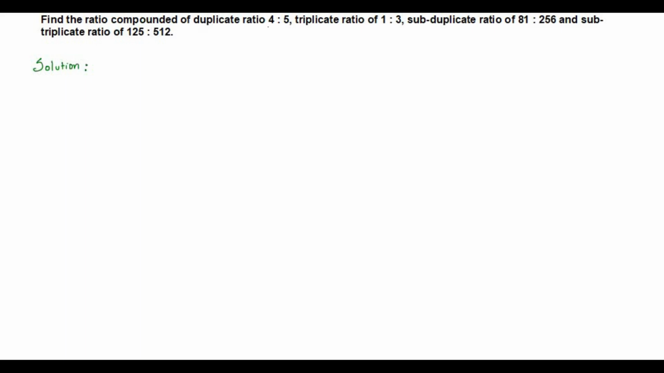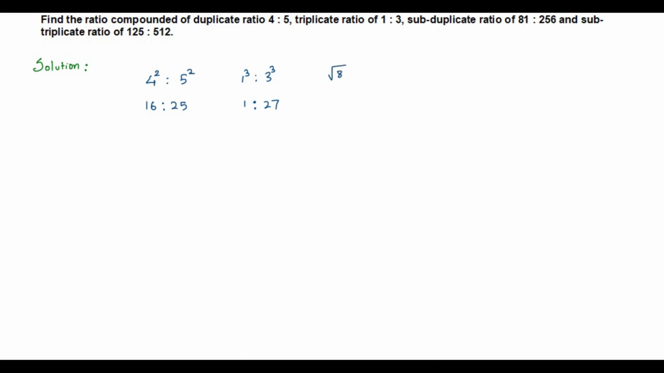Okay, first let's find the duplicate ratio of 4:5. So that is 4 square is to 5 square, which is 16:25. Now let's find the triplicate ratio of 1:3. 1 cube is to 3 cube, that is 1:27.